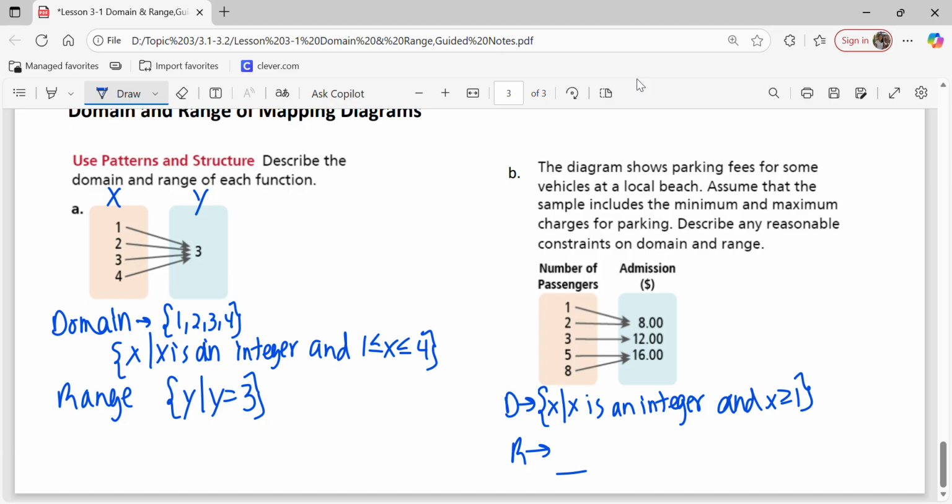And then my range, since they are giving you money with 2 decimal places, all values of y such that y is a decimal. And then the minimum is 8, maximum is 16. So 8 is less than or equal to y, less than or equal to 16. And that is 3-1, domain and range.